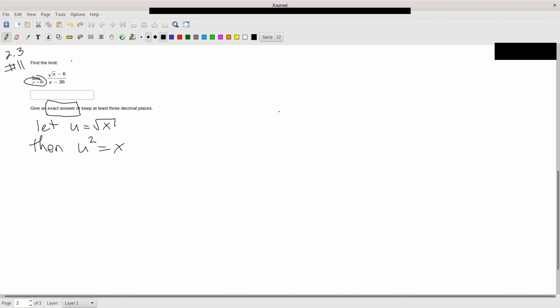And so I'm just going to replace the square root of x with a u, and I'm going to replace the x with a u squared. So I can rewrite my limit, or actually I'm just going to rewrite not the whole limit, but just that expression as u minus 6 over u squared minus 36, right? So square root of x, I'm replacing that with u. And x here, I'm replacing that with u squared. And I know the denominator factors as u minus 6 times u plus 6.